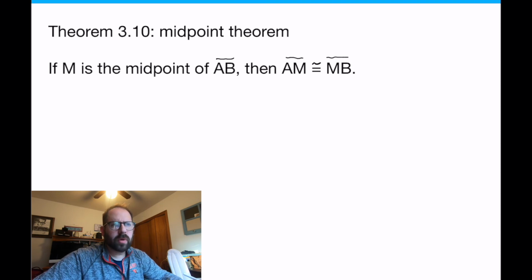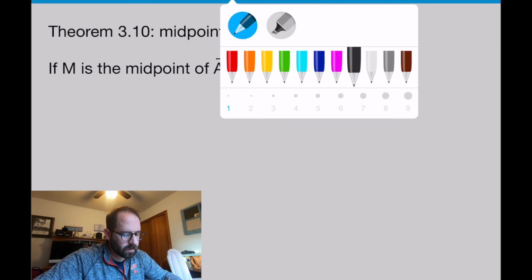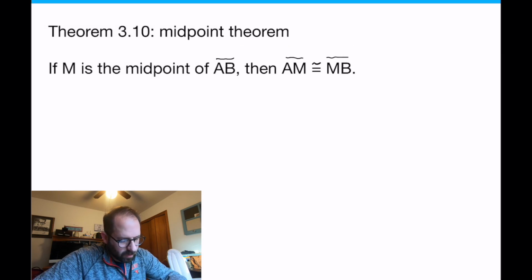Proof of this one's really short. It just uses distances. So it's called the midpoint theorem. Alright, so we have some type of segment A to B, and again this is a segment, there's no arrows above A to B, and they're telling me M is the midpoint.